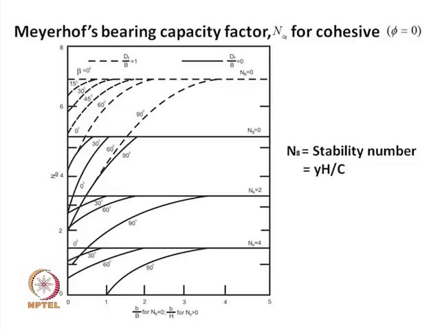Again, the dotted line represents D_f by B equal to 1 and the firm line represents D_f by B equal to 0. So, once we know the stability value, then the small b by capital B value, then this stability number or b by H value, we can calculate the bearing capacity factor N C Q, which is proposed by Meyerhof, by using this chart. Once we get these two bearing capacity factors for two different types of soil, then by using the expression, we can easily calculate the ultimate load carrying capacity of the foundation.